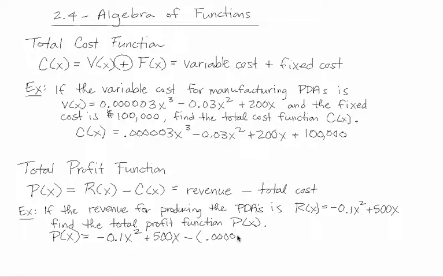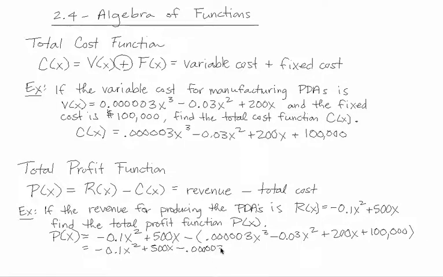You will need parentheses around this because you're subtracting the entire function. And so what this means is that we're going to need to distribute this negative sign, and this will in effect change all of our signs inside the parentheses. Making this negative 0.000003x cubed plus 0.03x squared minus 200x minus 100,000.